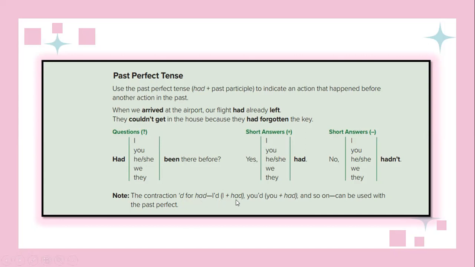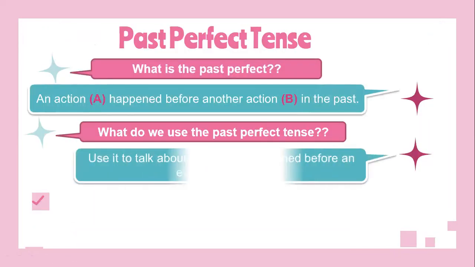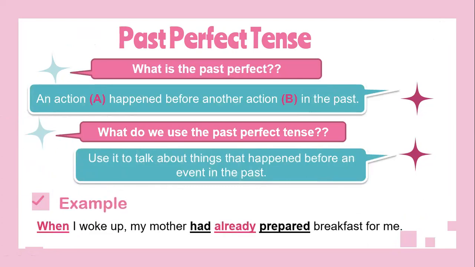So I'd means I had, you'd, you had, and so on. Can be used with the past perfect. What is the past perfect? As I've told you before, an action happened before another action in the past. And action A, which happened first, is in, yes, excellent, the past perfect tense. And action B is in, yes, absolutely right, past simple, verb 2.